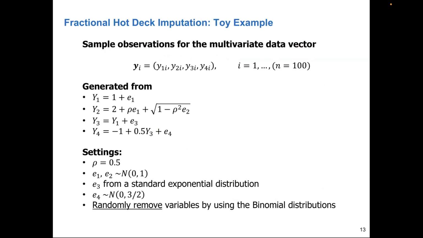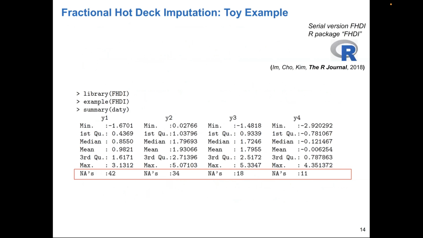So, to understand this better, I want to show you a very simple toy example. Suppose we have 4 variables that we generate randomly, with some missingness introduced into the data set. By the way, we already shared this FHDI library as an R package, so it's open source and already available for global users to download. Initially, Y1 has missingness: out of 100, we have 42, and Y2 has 33, Y3 has 18, and so on.